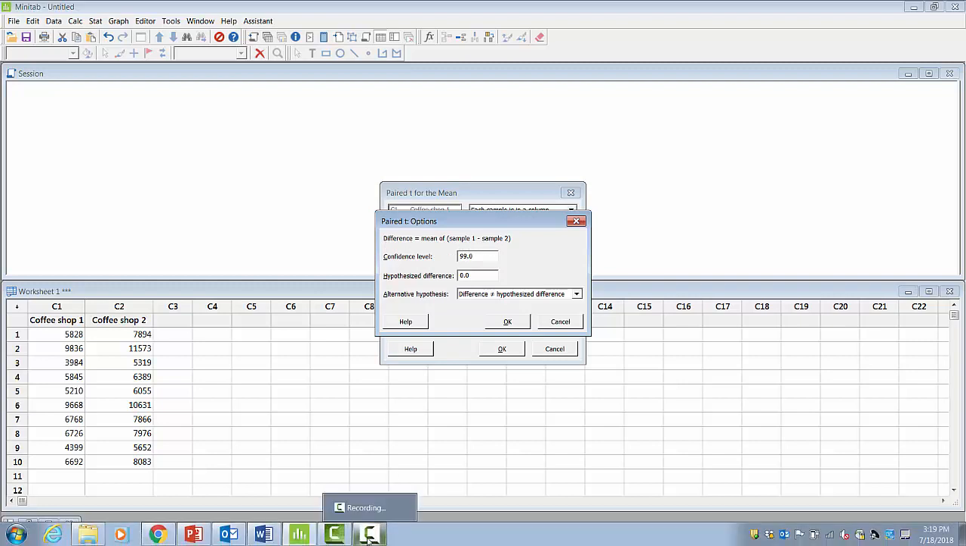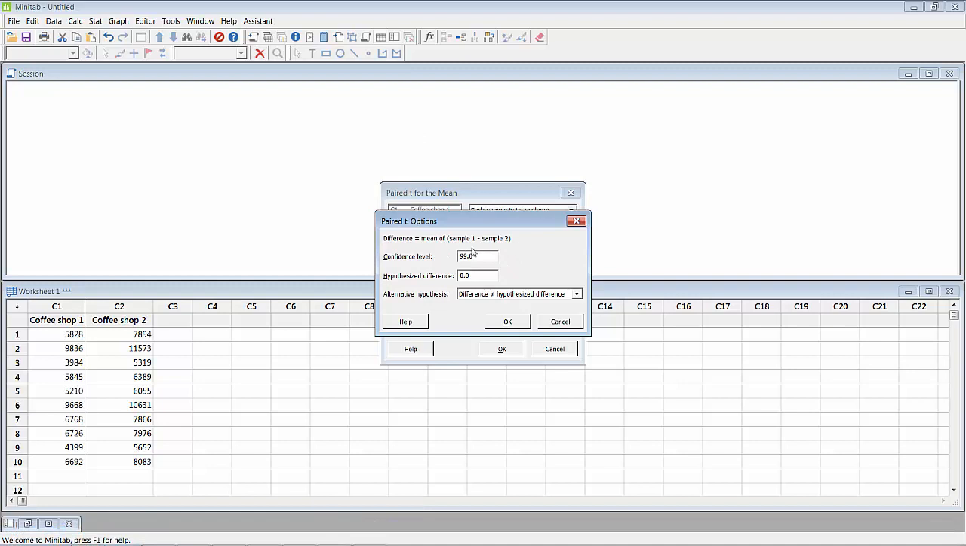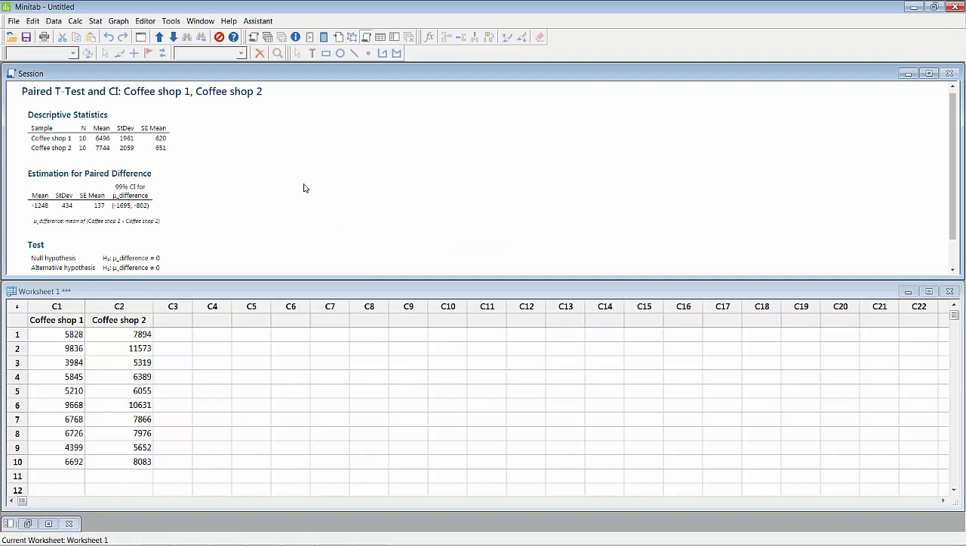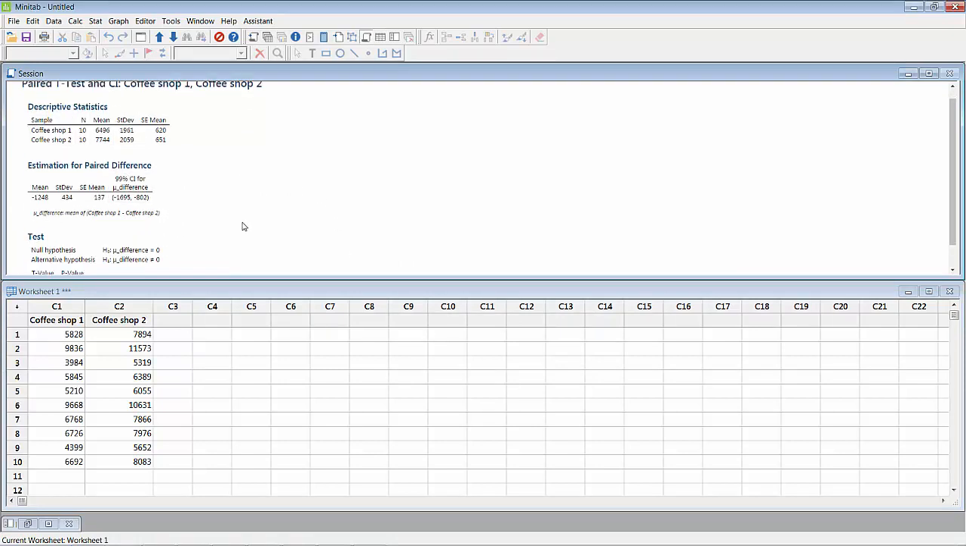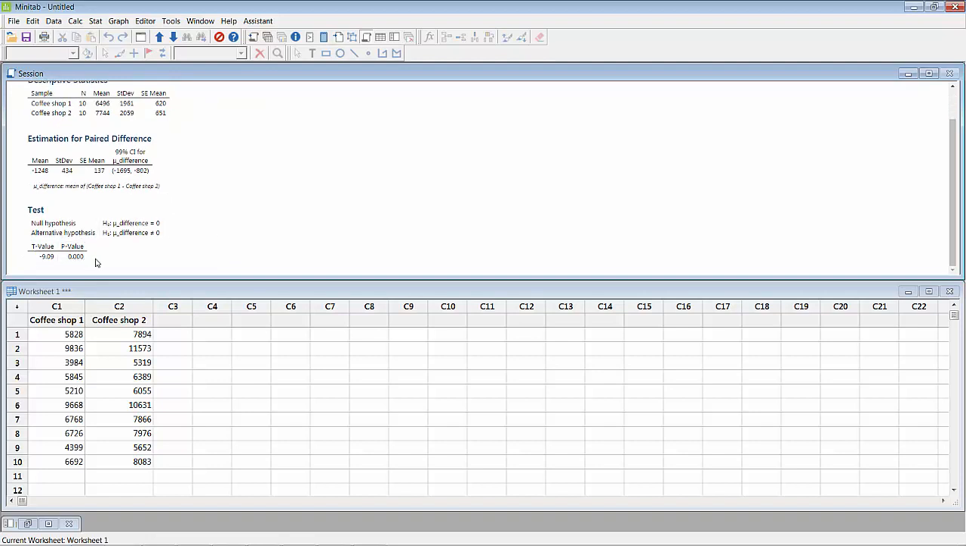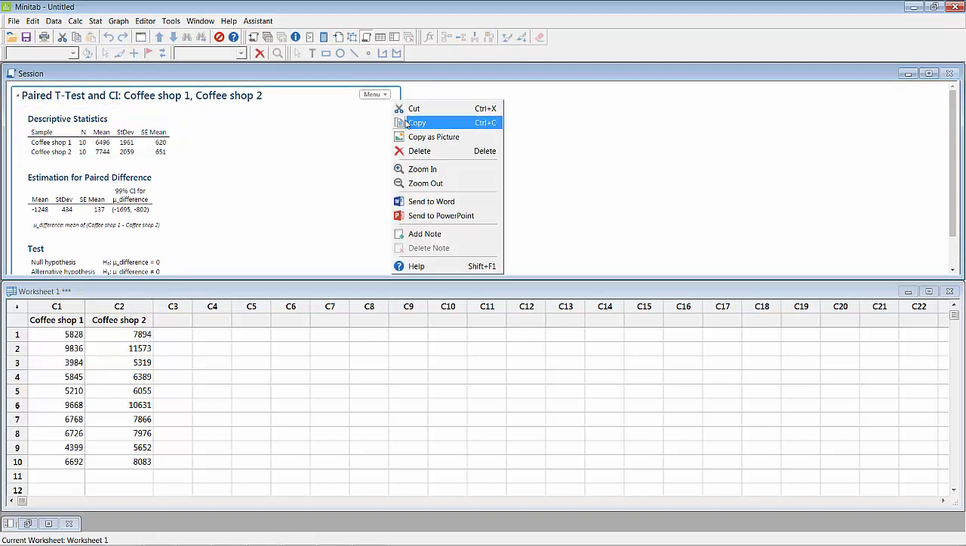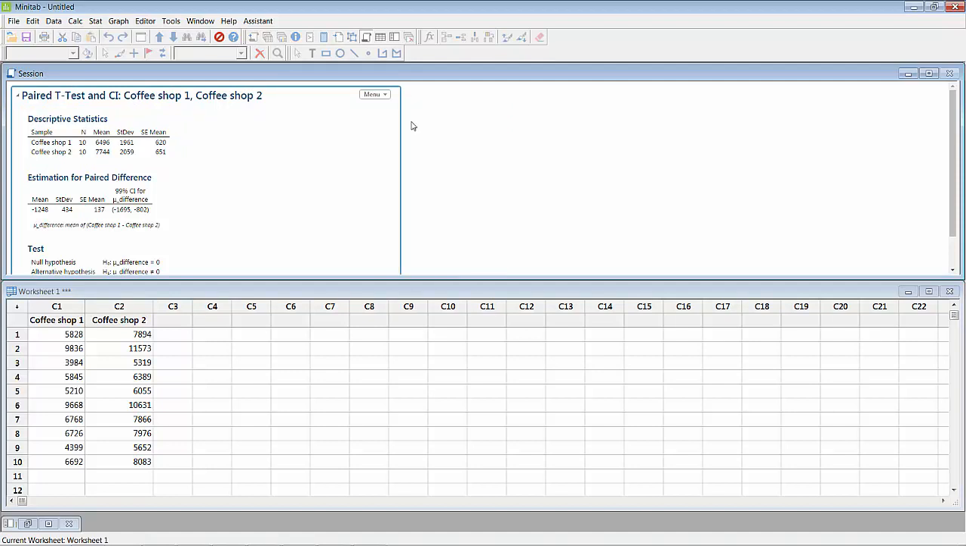Our sample 1 is coffee shop 1, and our sample 2 is coffee shop 2, so we are doing sample 1 minus sample 2. I click OK and OK here, and I get these results. I will copy this whole thing into our Word document.